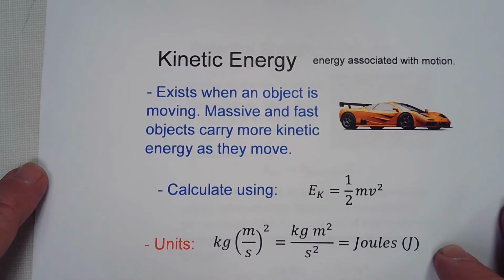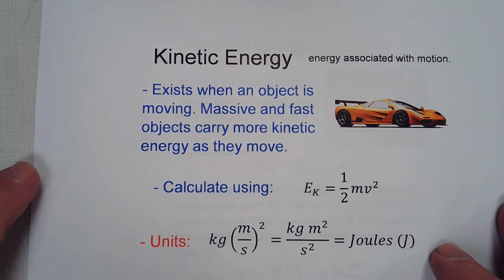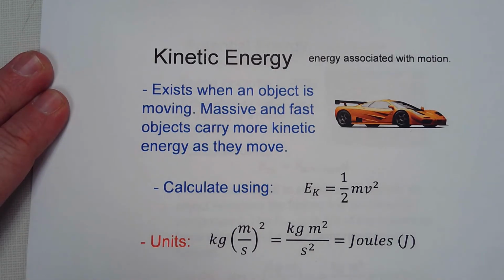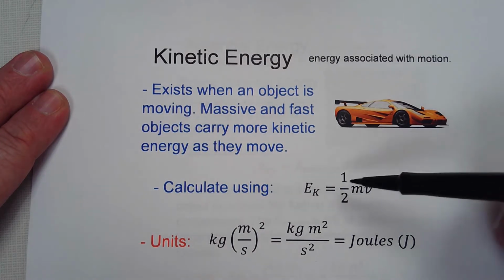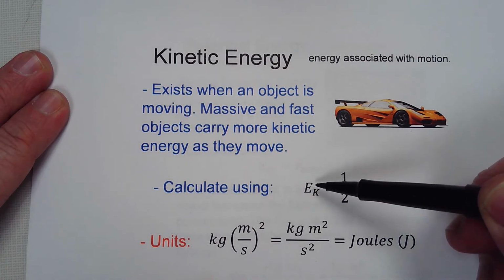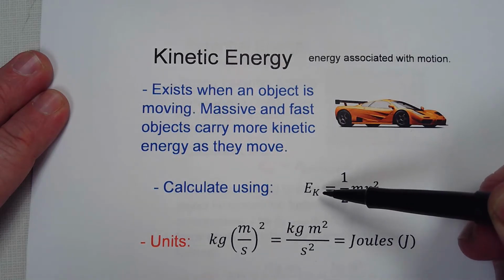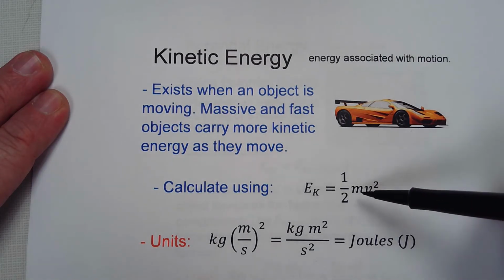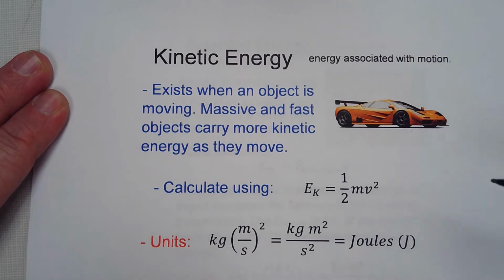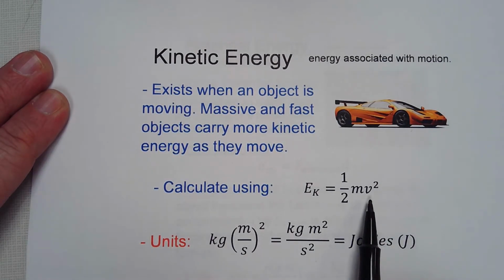So let's go to the second slide here. Kinetic energy is the energy associated with motion. Anytime an object is moving, then it has kinetic energy. And the equation to solve for that kinetic energy, so let's think about what this means. E for energy, the K is a subscript, so this kind of energy is kinetic. It's equal to half the mass times the velocity squared. And what that means is, for an object to go a little bit faster, it requires a lot more energy.